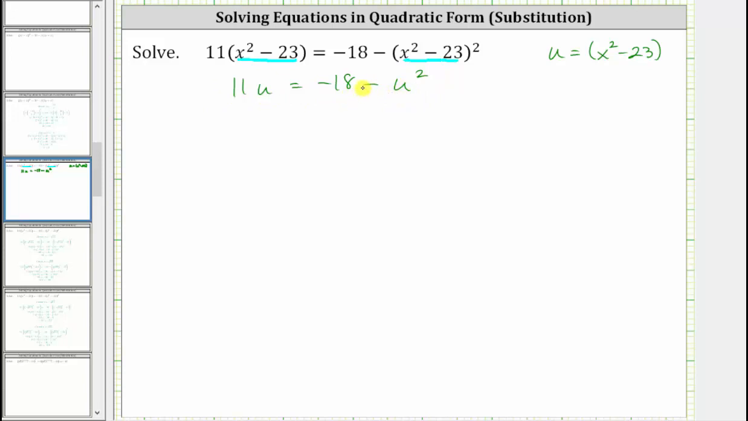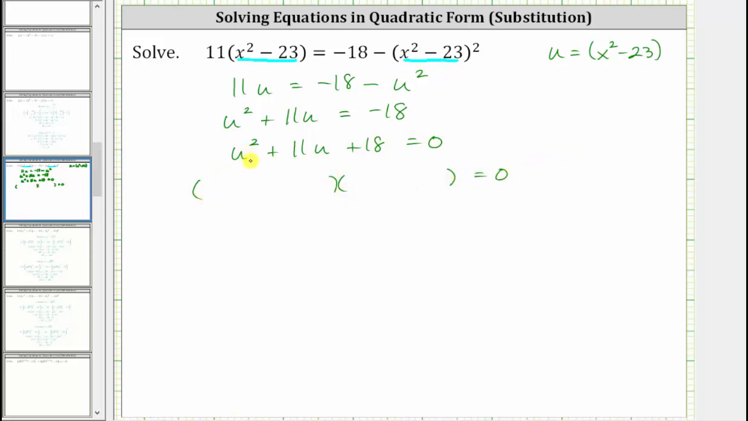Because we want the squared term to be positive, let's add u squared to both sides, which gives us u squared plus 11u equals negative 18, and now let's add 18 to both sides to set the equation equal to 0. This would give us the equation u squared plus 11u plus 18 equals 0. And now let's factor the left side.